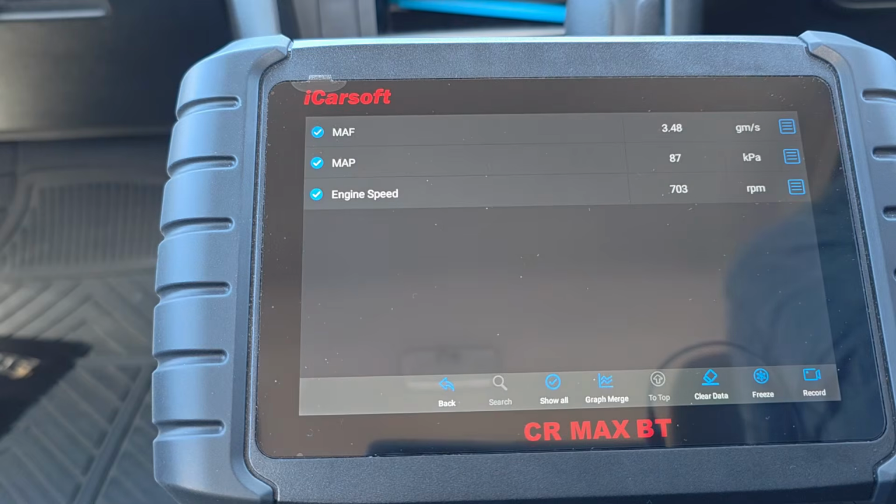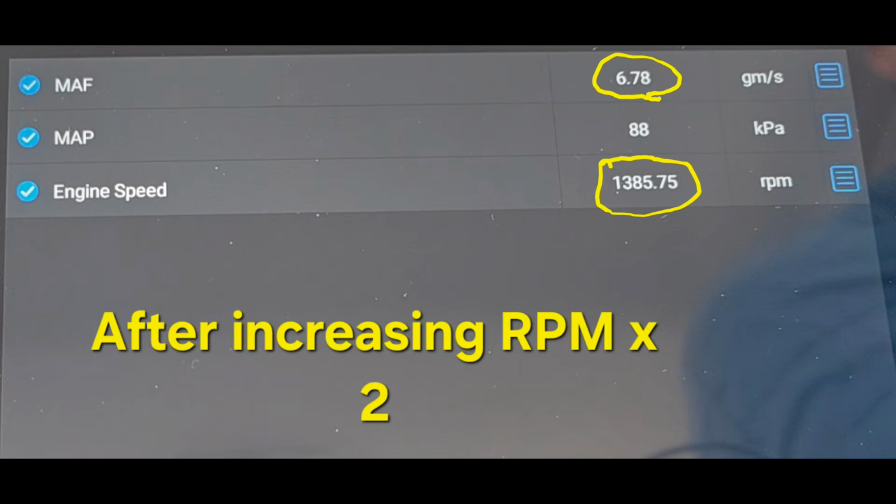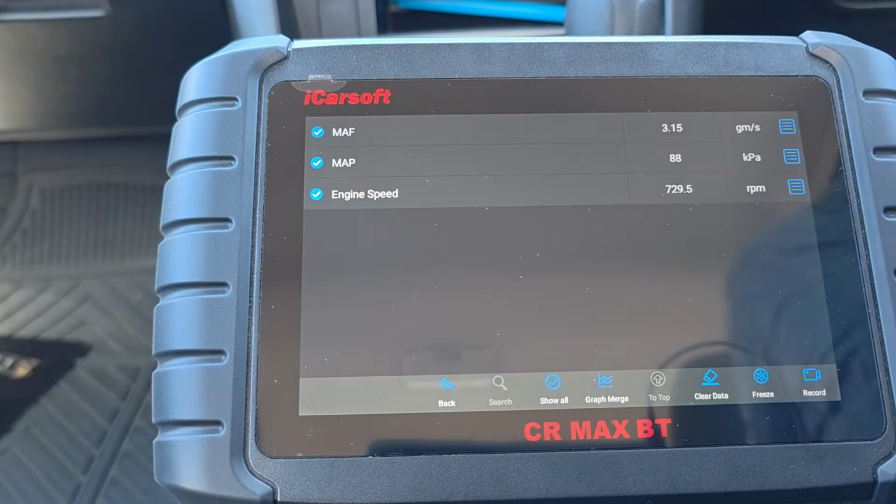All right, so as you can see, that increased almost proportionate to the RPM, and you can see that the mass airflow sensor grams per second had increased. So that's how you can view live data to check your mass airflow sensor.